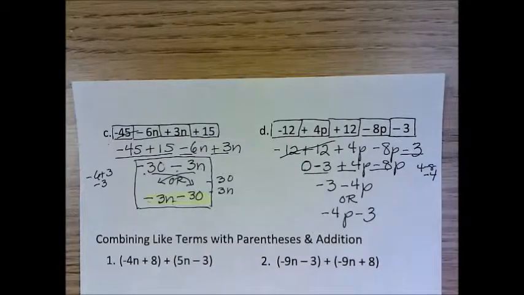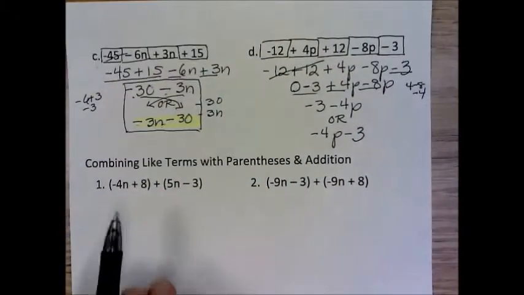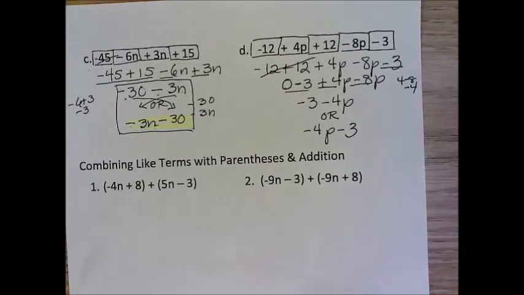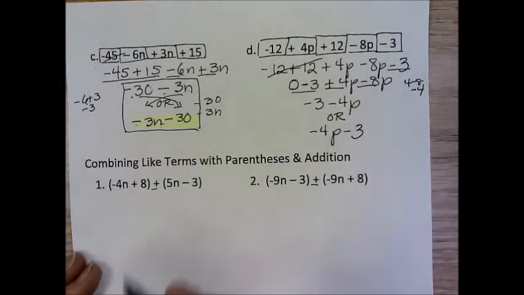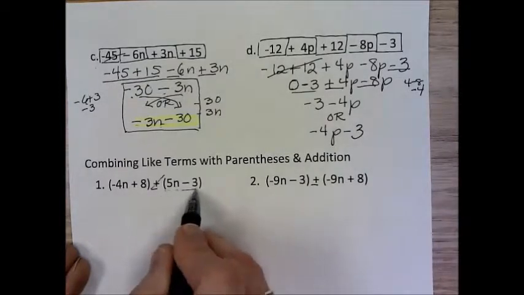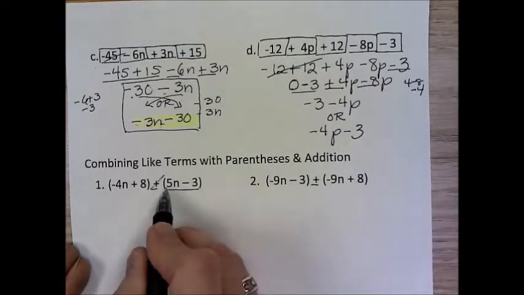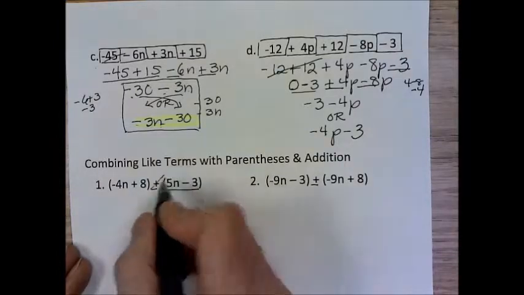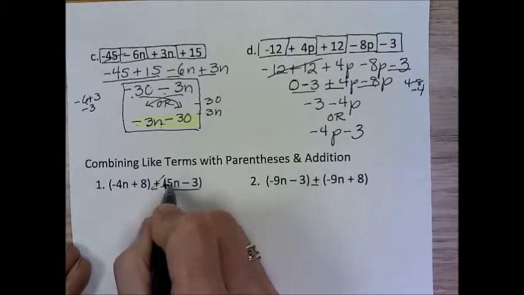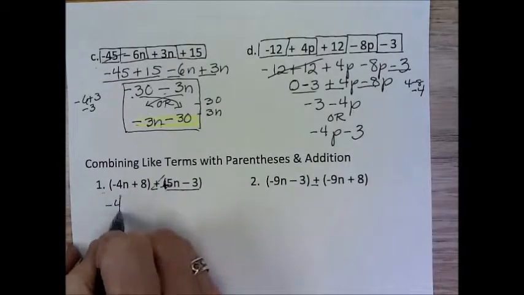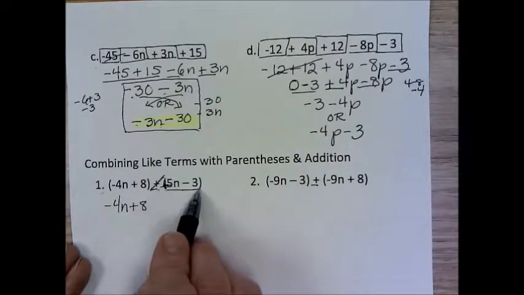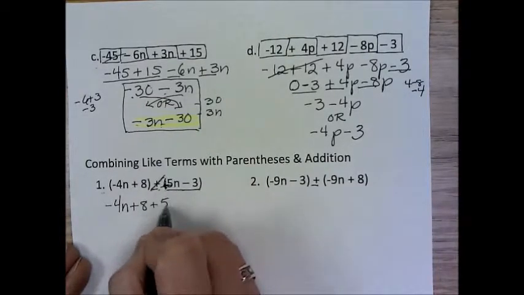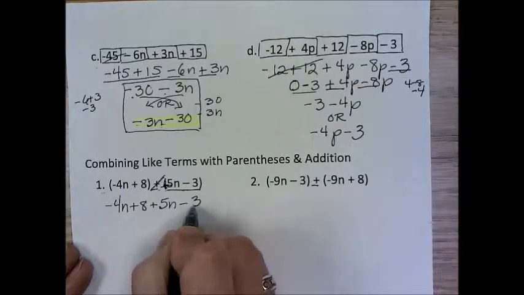Now, sometimes we will have combining like terms with some parentheses. Whenever we have addition between these two, all we do is drop the addition symbol and bring down what we have inside the parentheses. So we just want to clarify here, this is a positive 5n here. So I get rid of the parentheses, minus 4n plus 8. I can just drop that and bring down what I have inside the parentheses. So this would be plus 5n minus 3.